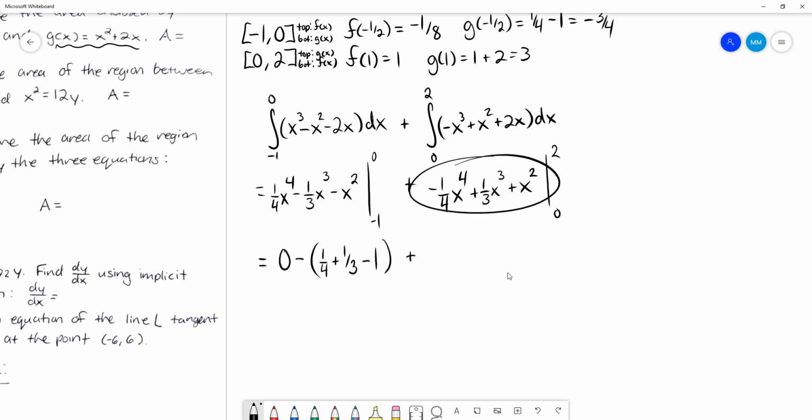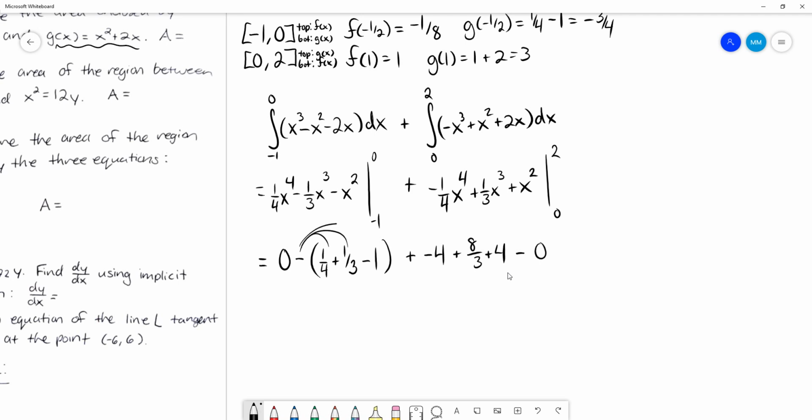Okay, let's plug in that 2 over here now. Plug in a 2 here. 2 to the 4th is 16. So it's -16 over 4, which is -4. Plus 8/3 plus 4 minus plugging in that 0, which is just going to all be 0.